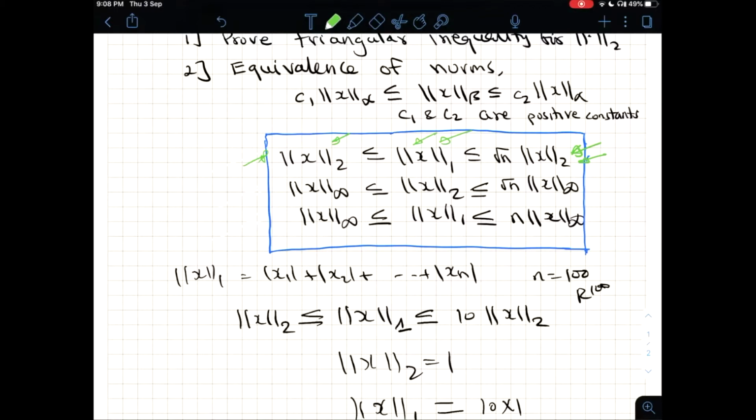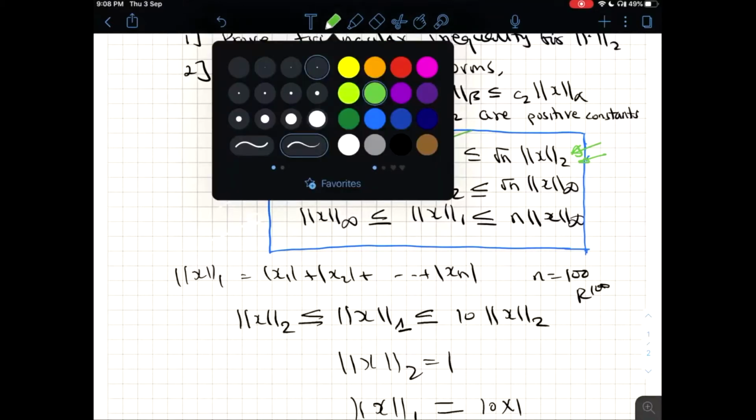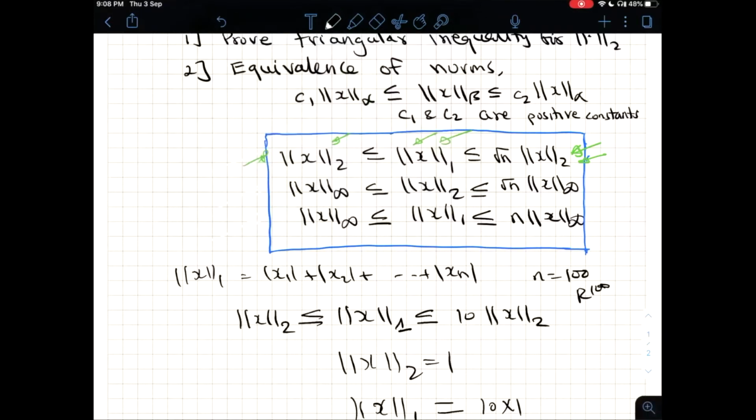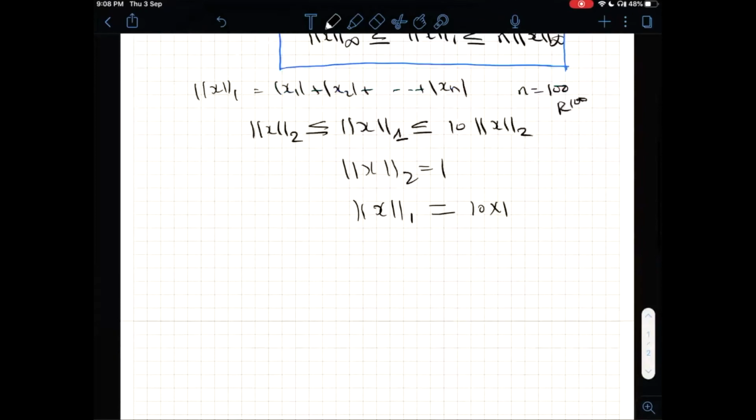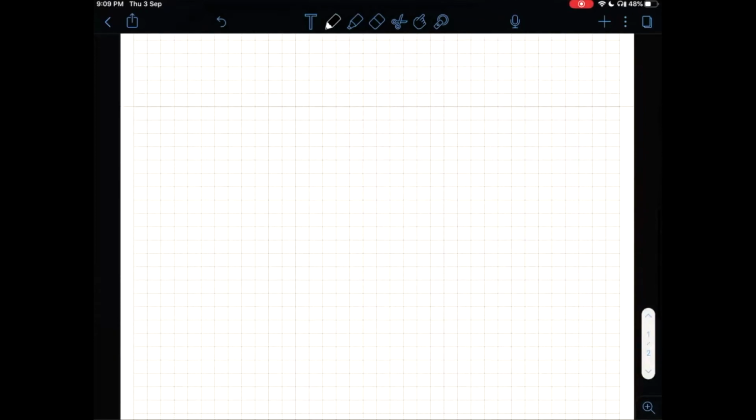In particular, if in any norm a vector goes to 0, for example in the second norm, it will also go to 0 in the first norm. So when we talk of convergence of vectors, it doesn't matter in which norm we prove the convergence, but more about that later on. Let's now come to the first thing first. Let's do the triangular inequality for the second norm.